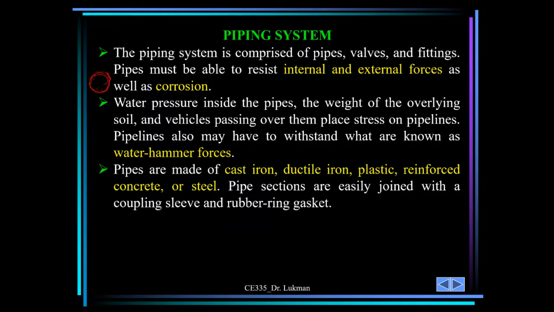Pipes are made of cast iron, ductile iron, plastic, reinforced concrete, or steel. Pipe sections are easily joined with a coupling sleeve and rubber ring gasket. These are the pipe fittings used to join one pipe with another. Because pipes come in standard lengths, you need to join them to have a long pipeline.